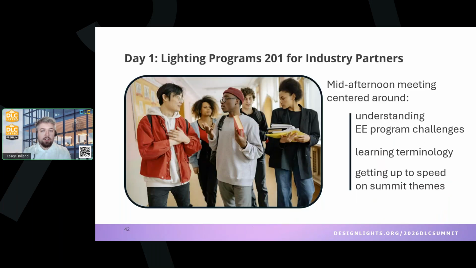And just for a little bit of heads up on it, the first day will be starting in the afternoon, mid-afternoon, and we'll be focusing on getting ready for the next day, right? Understanding those energy efficiency program challenges today, familiarizing ourselves with nomenclature and terminology so that all the things we talk about in the second day's sessions are already familiar to you, and you're able to really provide great input on those conversations and understand what we're there to talk about, those summit themes.